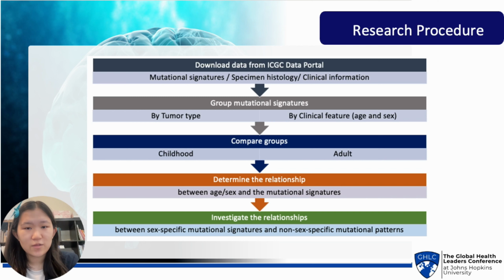My research was conducted through the following steps. First, I collected whole genome sequencing-based TSV files from the ICGC data portal, and the data consists of mutational signatures, specimen histology, and clinical information. Next, I grouped data by tumor type and by clinical features like age and sex. I analyzed mutational signatures in 2 comparing groups: the childhood group, ages 3 to 17, and young adults, ages 18 to 49. And I determined the relationship between age and sex regarding mutational signatures. Finally, I investigated the relationships between sex-specific mutational signatures and non-sex-specific mutational patterns.